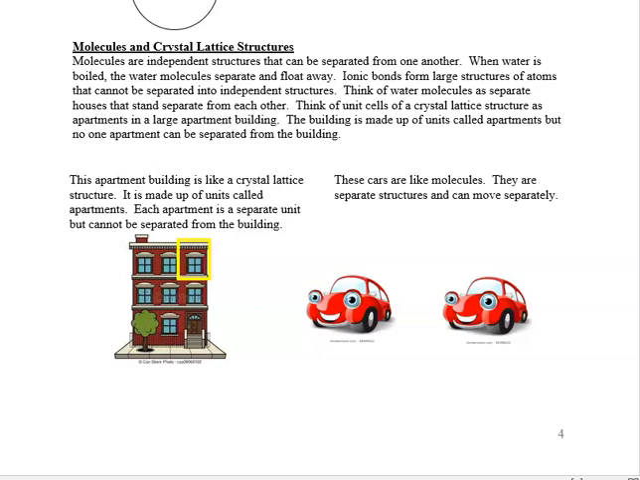Think of water molecules as separate houses that stand separate from each other, or actually think of them like cars. They're separate independent objects that can move around on their own. Think of unit cells in a crystal lattice structure as apartments in a large apartment building. The building is made up of units called apartments, and you can tell one apartment from the next, but no one apartment can be separated from the building. So the apartment building is like a crystal lattice structure. It is made up of units called apartments. Each apartment is a separate unit, but cannot be separated from the building. These cars are like molecules, and they are separate structures and can move separately.